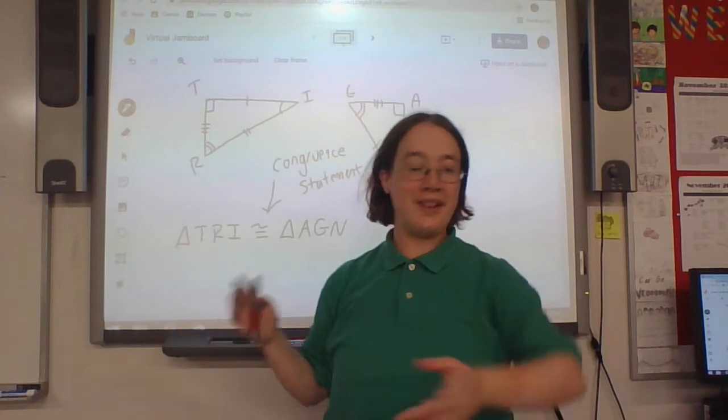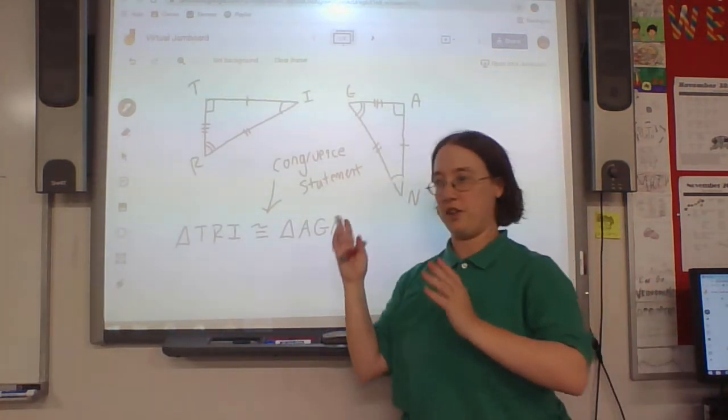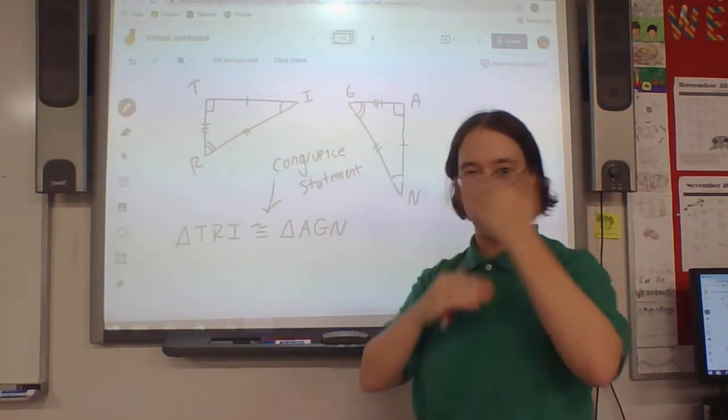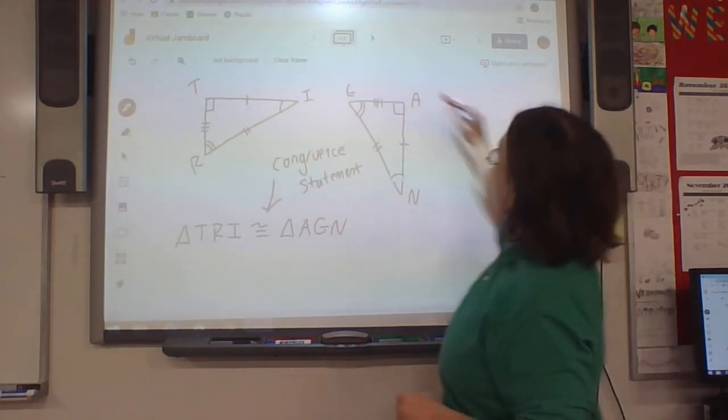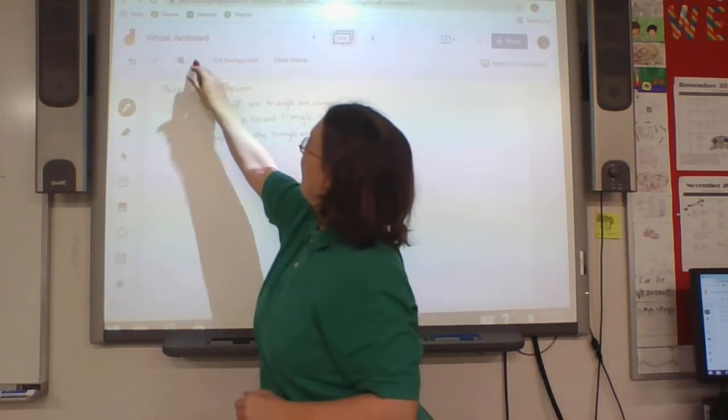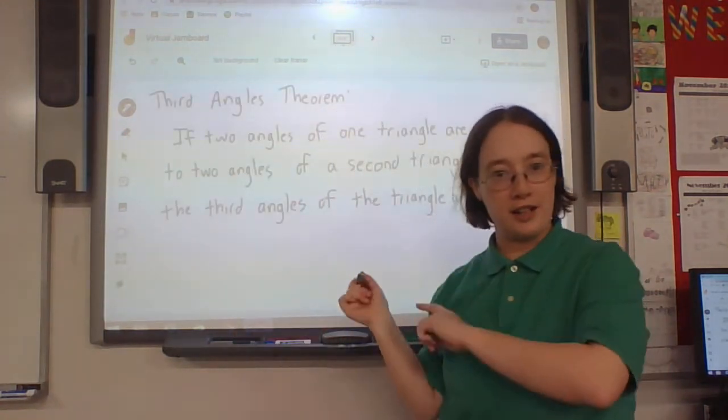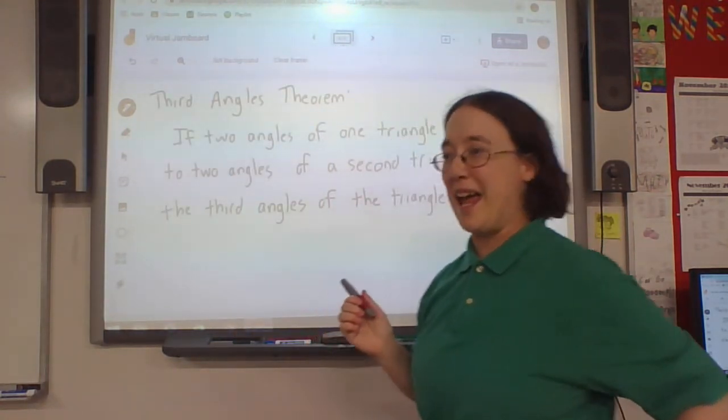which is going to be useful when we get into proving triangles are congruent, because this is going to be shorter than writing out every single part of our triangles is congruent. Speaking of parts of triangles that are congruent, the next thing we're taking a look at here is a thing called the third angles theorem.